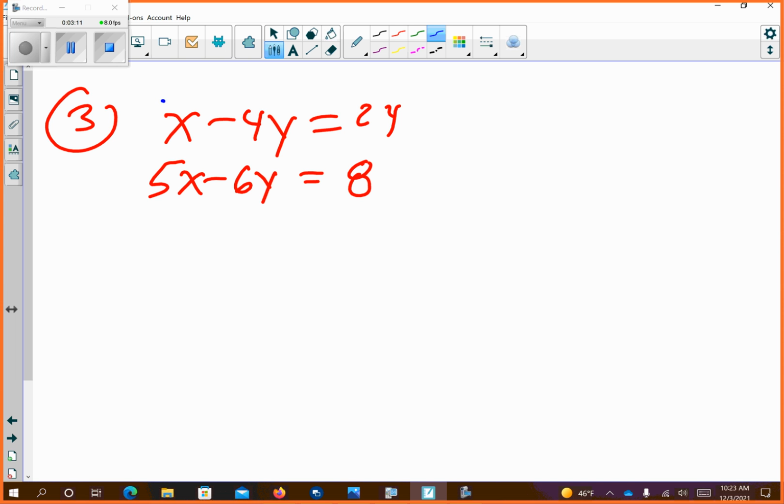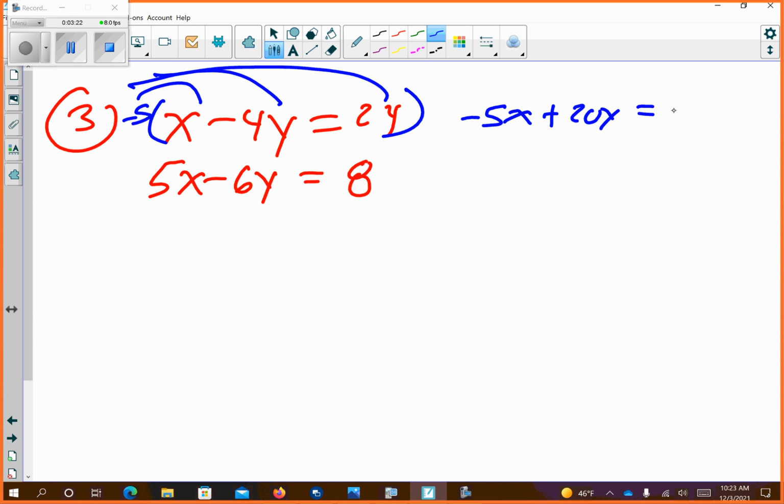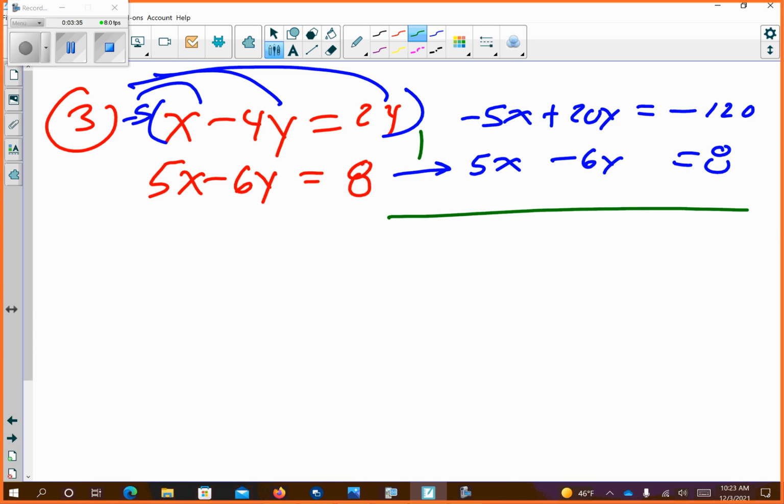Or I could choose to get rid of the x's by multiplying the whole top by negative 5. If I multiply this whole thing by negative 5 and distribute over, I'm going to get negative 5x plus 20y equals negative 5 times 4 is 20, carry the 2, 120. Then I don't have anything to do with the second problem. I'm just going to bring it straight over. Okay? If I add these both together right now, what goes away? The x's. Those are gone now. So then I get 14y is equal to, what does that come to? Negative 112.